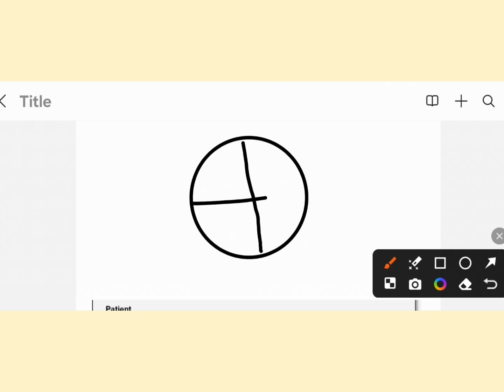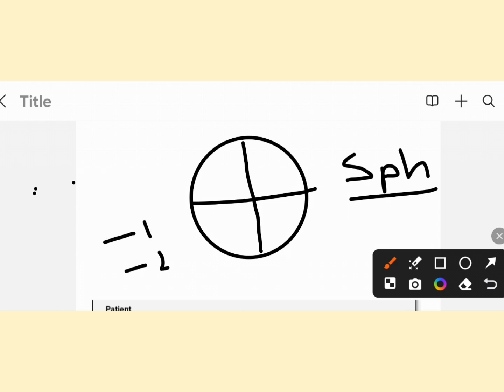So spherical, suppose this is a lens having two principal meridians, vertical and horizontal. If in both meridians an equal amount of power is distributed, that is spherical. Spherical is sometimes written as SPH, and you will see spherical without any axis, like -1, -2, or -3.5. Sphericals do not have any axis in them, and are only present with the value.